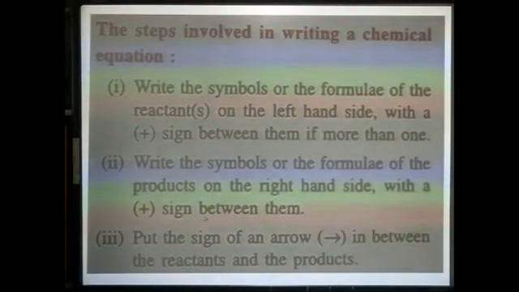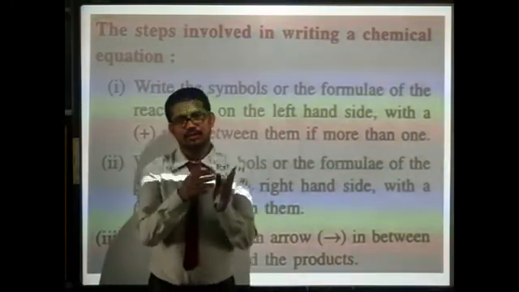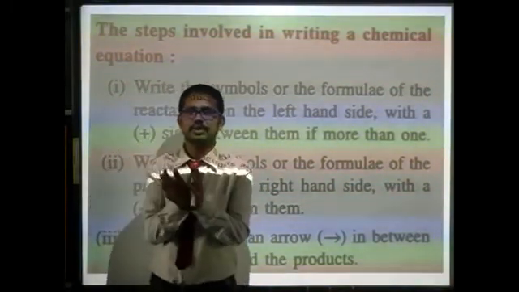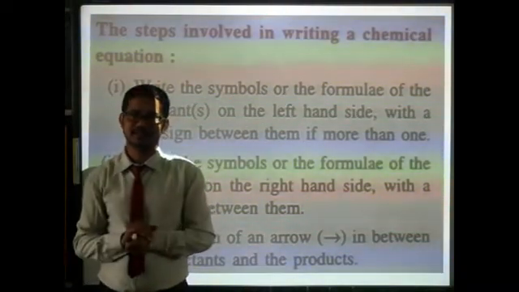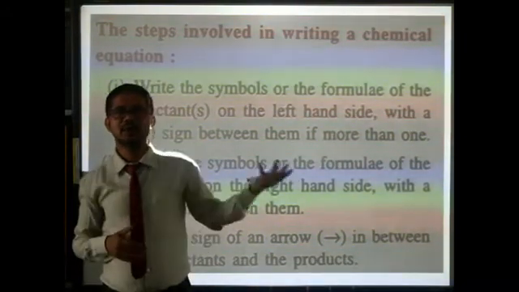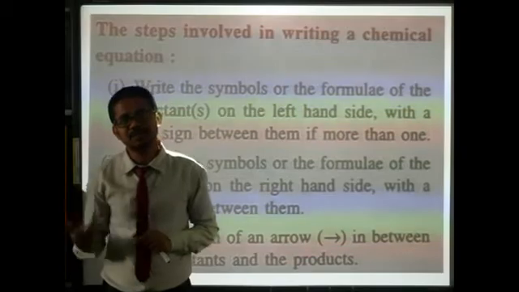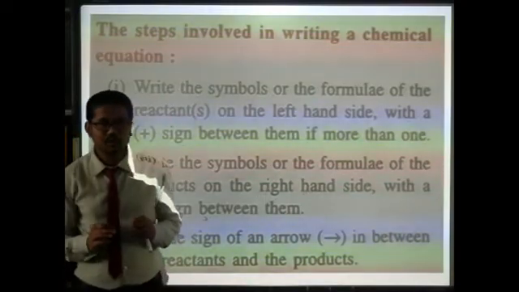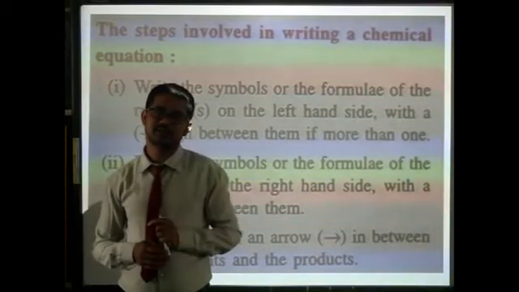So you have to write the symbols or the formulae of the reactants, whatever you are going to react. For example, just before this we did carbon plus oxygen. Carbon and oxygen are reactants because they are reacting to form a product. They are undergoing chemical change to make a new substance. So carbon and oxygen are reactants and carbon dioxide is a product.